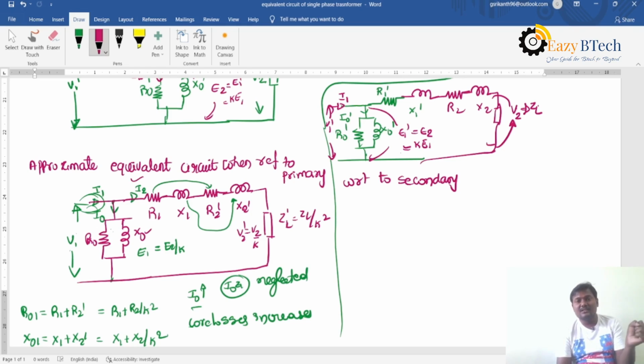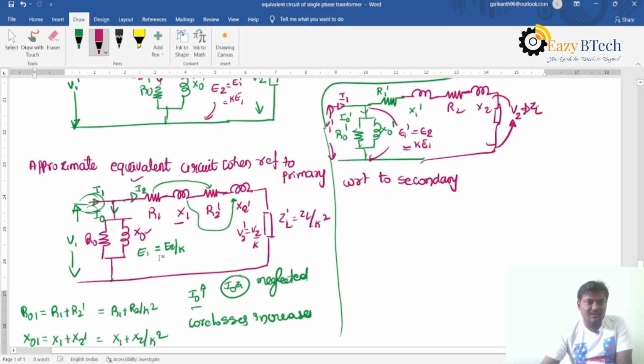The supply current which is drawn from the transformer source also changes. I square R losses change, and the leakage reactance also changes. Okay, so we are taking a maximum leakage reactance. The flux which links either the primary winding or the secondary winding, but not both windings, is called the leakage reactance. If you observe this equivalent circuit of a single phase transformer, all the parameters are mentioned.